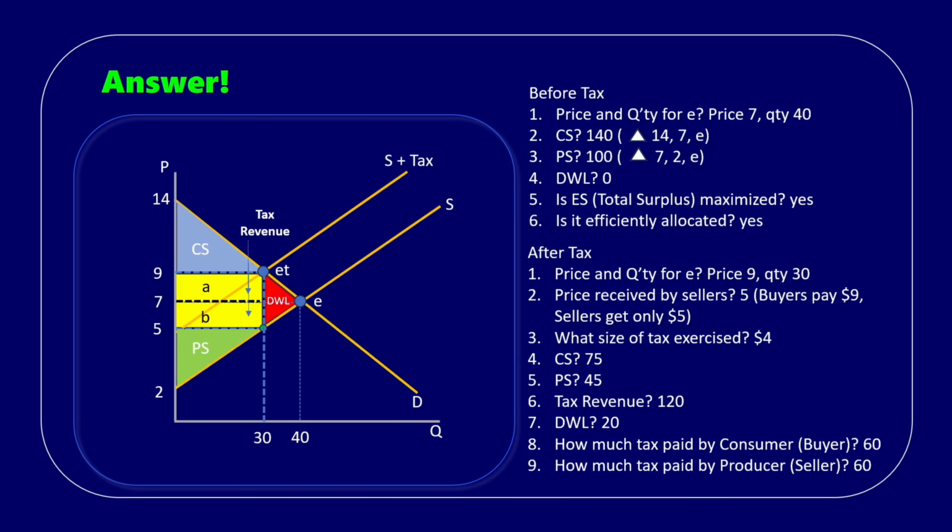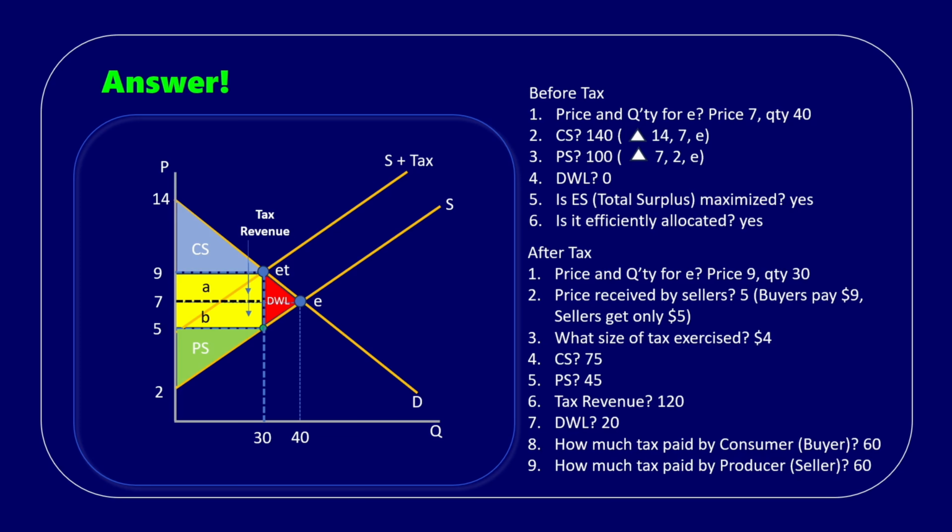Okay, let's go through this together step by step. Before the tax, the market is at equilibrium, and the equilibrium price is 7, and the equilibrium quantity is 40. At this point, total surplus is maximized, meaning the market is efficient and there's no deadweight loss. Consumer surplus is the triangle above the price and below the demand, which comes out to be 140. Producer surplus is the triangle below the price and above the supply, which is 100. And everything here right now is working perfectly.